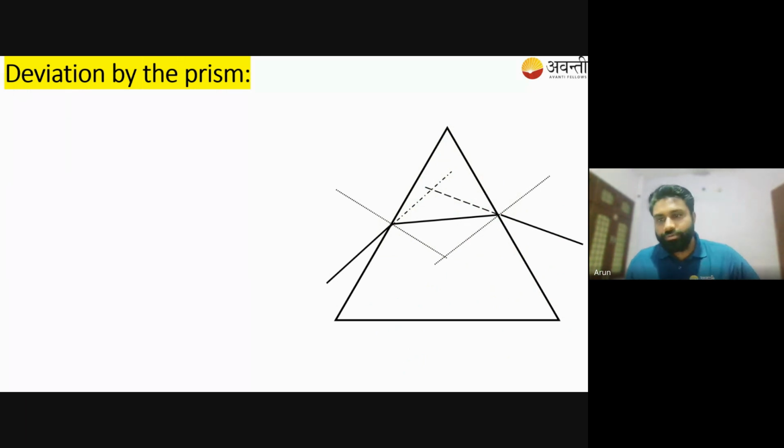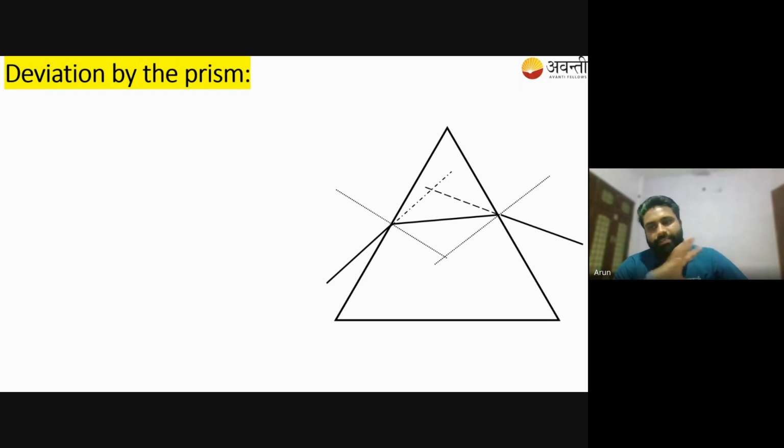Now we are going to do some physics and mathematics combined. So it is the part of our study, so we have to do it. We are going to learn about the deviation by prism. Obviously, because the ray is refracting and it is emerging out. Whenever refraction happens, there is a phenomenon of deviation because the light is deflected from its original path.